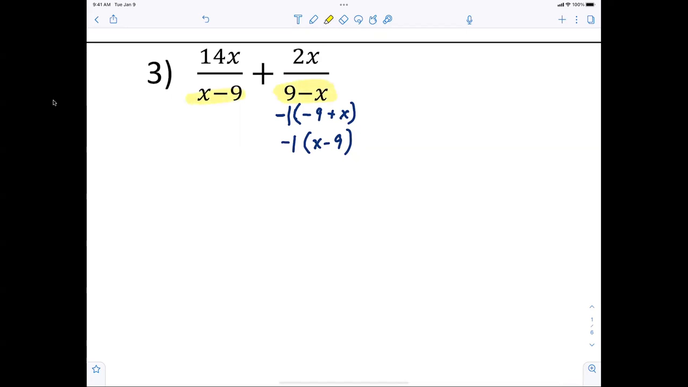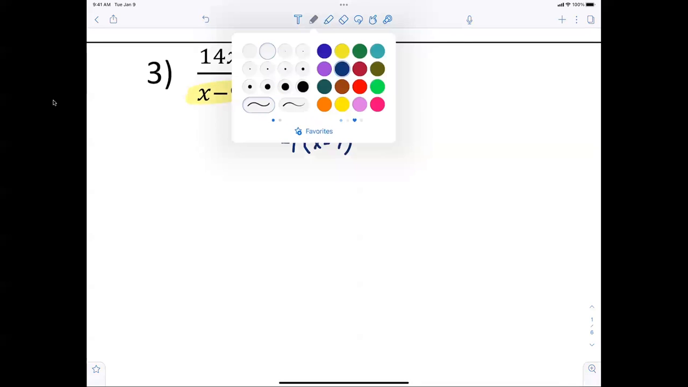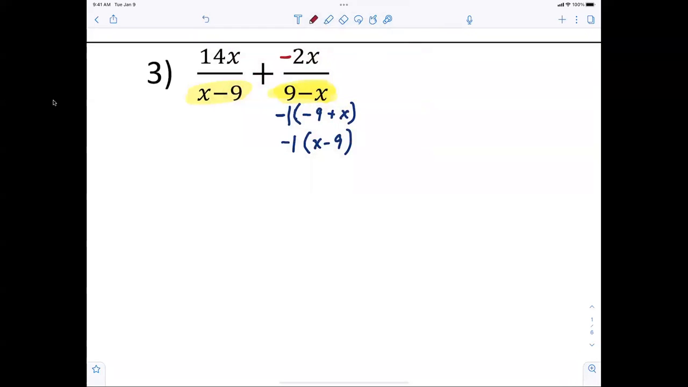But if these are the same except for the order, x minus 9 and 9 minus x, all you have to do is change the 2x to a what? -2x. And then instead of 9 minus x, you can write it as what? x minus 9. Now, do they have a common denominator? Yes. So now we just say, what's 14x minus 2x? 12x over x minus 9.